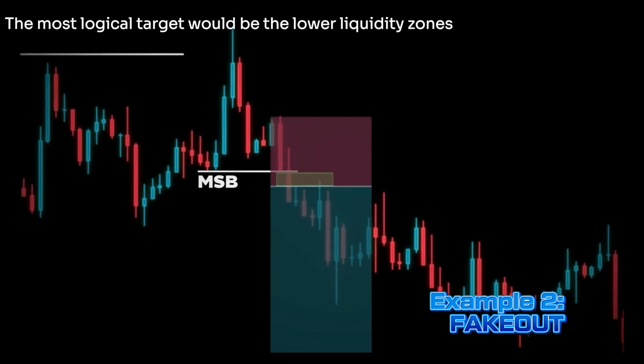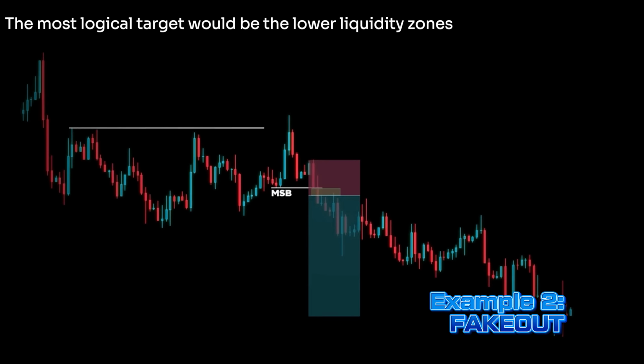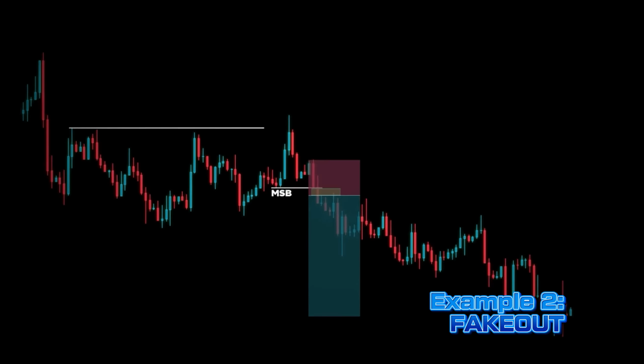From here, the most logical target would be the lower liquidity zones. Look for previous lows, equal lows, or areas where many traders place their stop-loss orders. These are often the next magnets for price in a bearish environment.